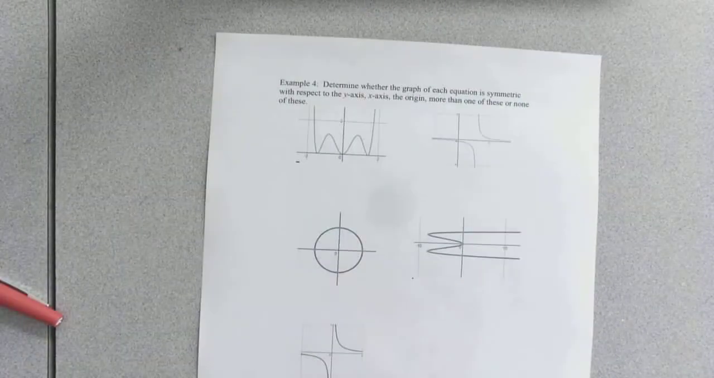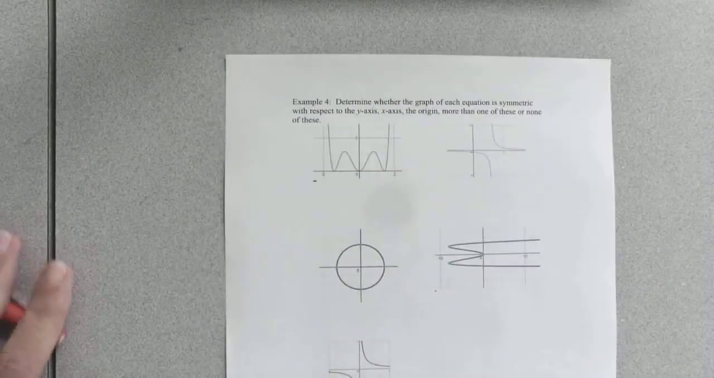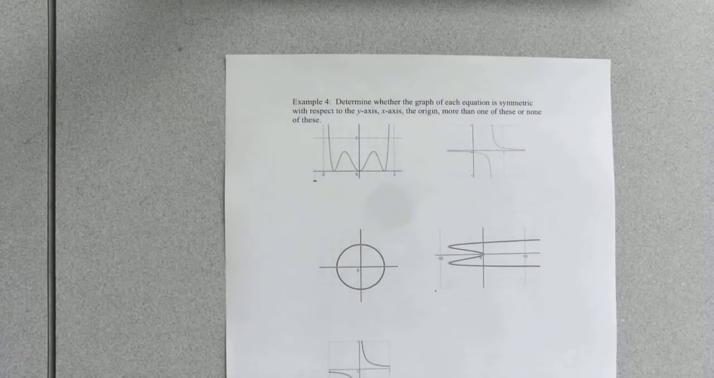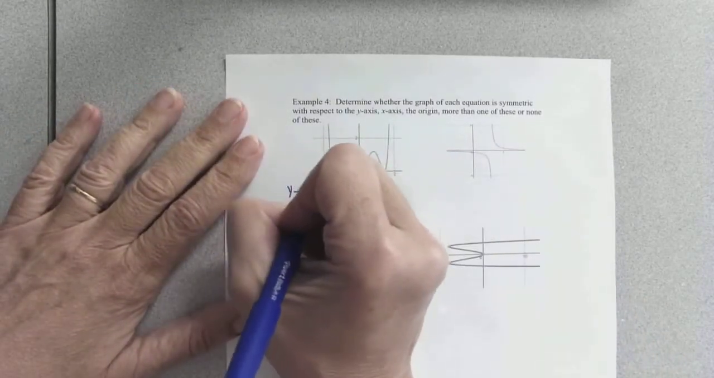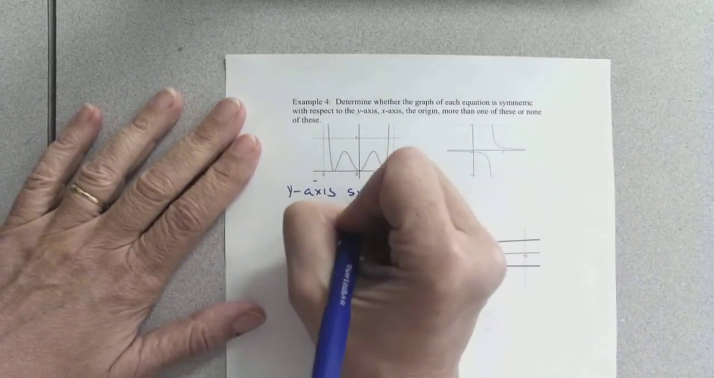So, looking at some pictures. Determine whether the graph of each equation is symmetric with respect to the y-axis, x-axis, the origin, more than one of these, or none of these. That is, you can have no symmetry, or more than one. So if I look at this first one, it has just y-axis symmetry. And that's all it's got.